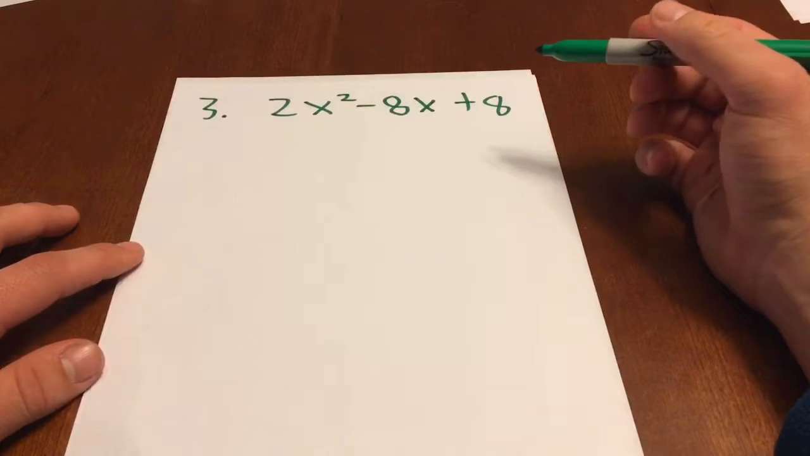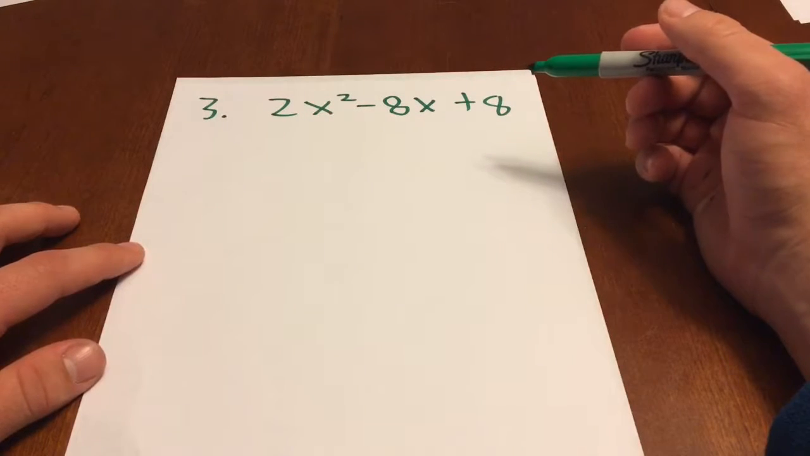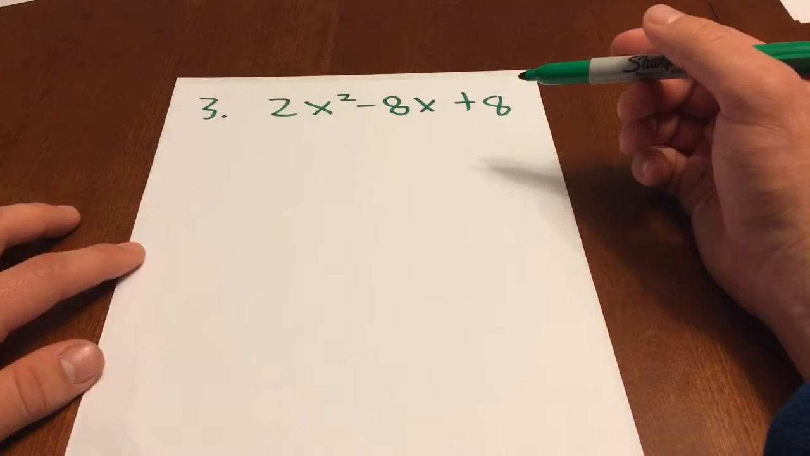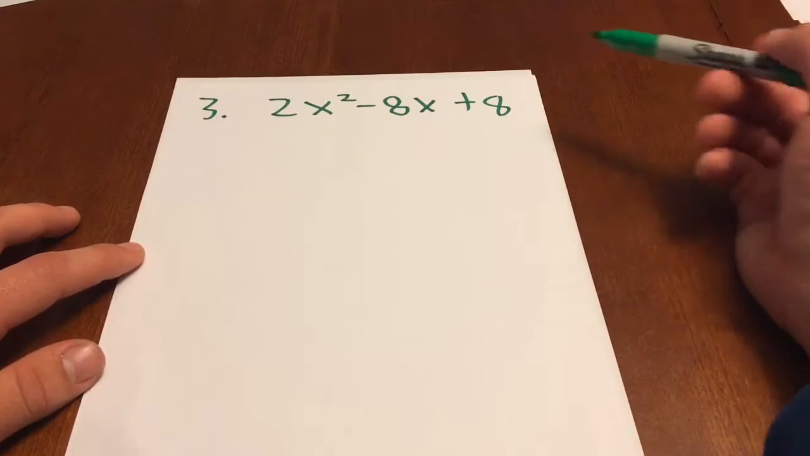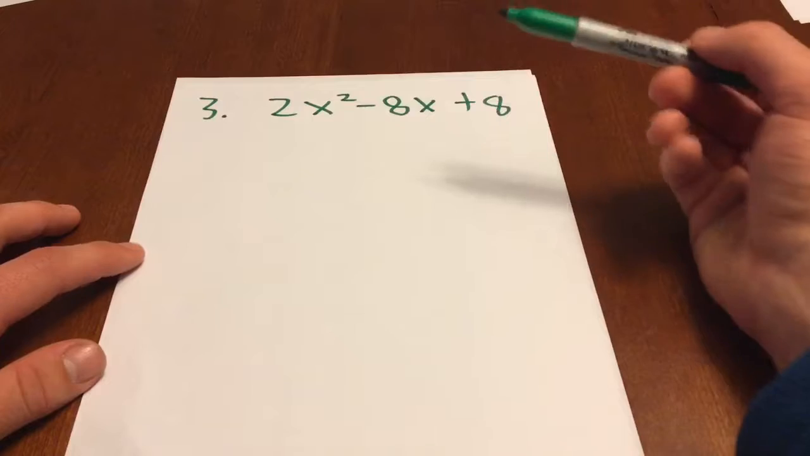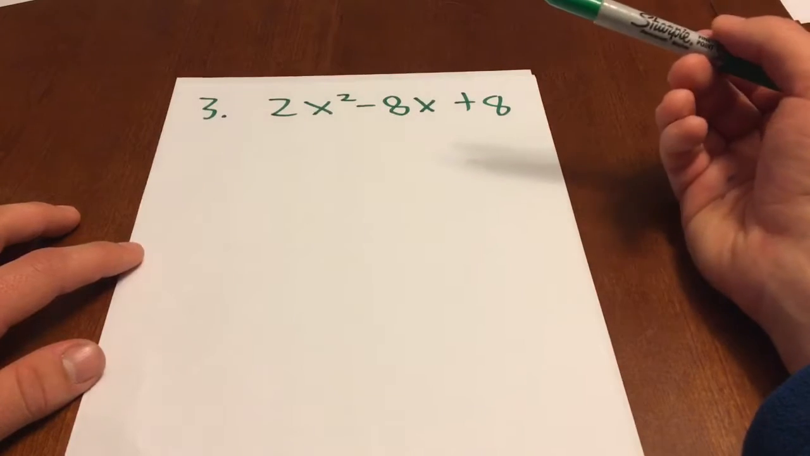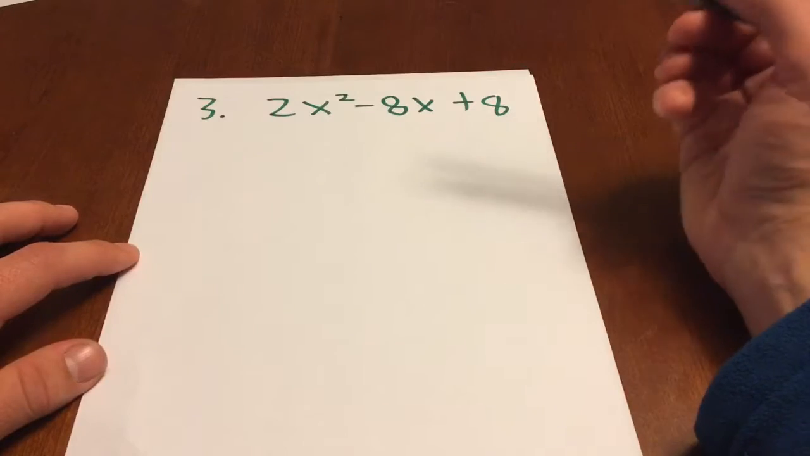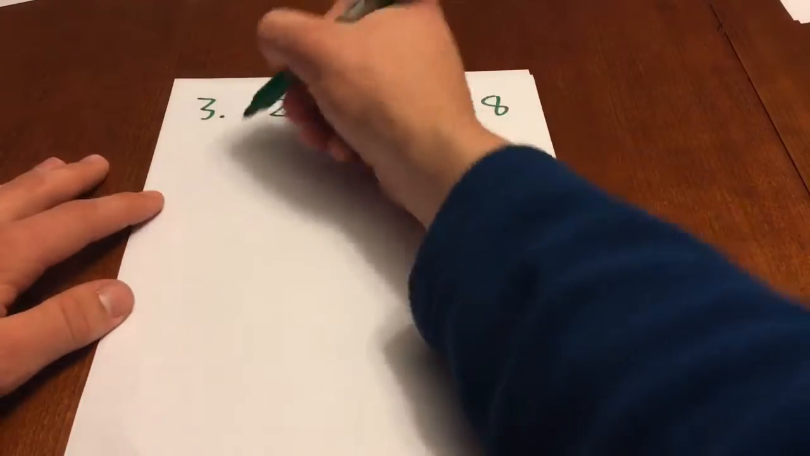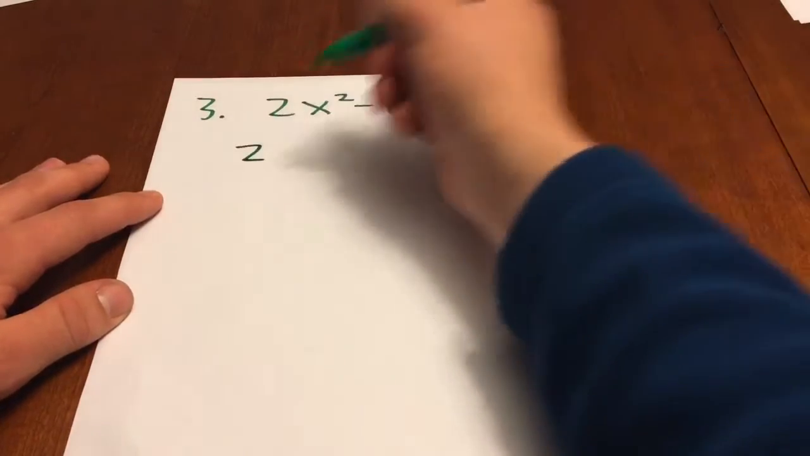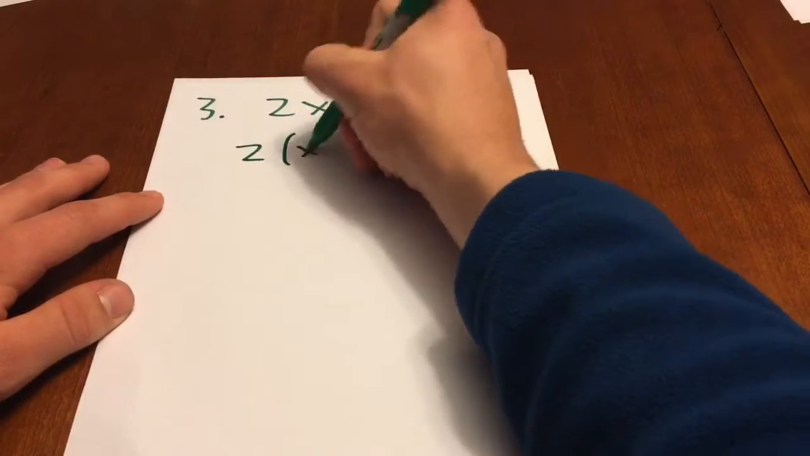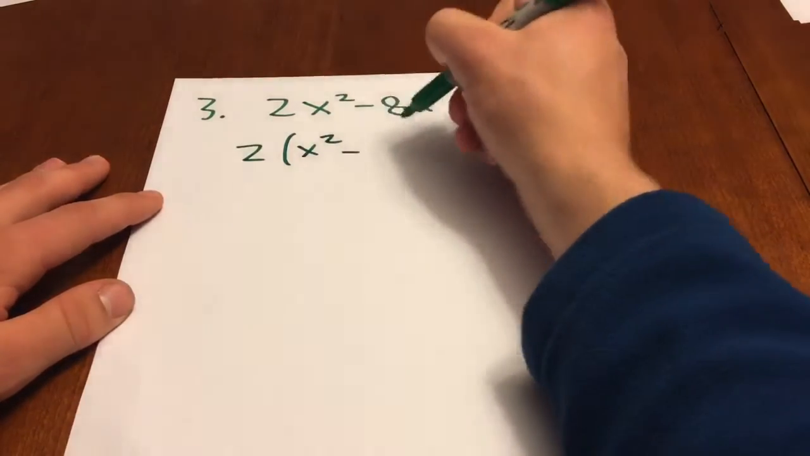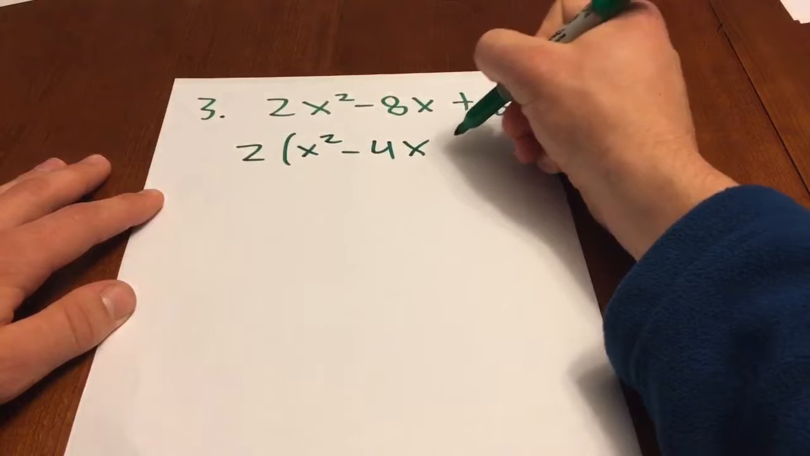Okay, for the final problem, we have 2x squared minus 8x plus 8. So we need to first look, since we have a 2 in front of the x squared term, what is the GCF of this problem, the greatest common factor? So we can see that all of these terms are divisible by 2. And so we need to set it up, put 2 on the outside since 2 is the GCF, parentheses, x squared minus 4x plus 4.